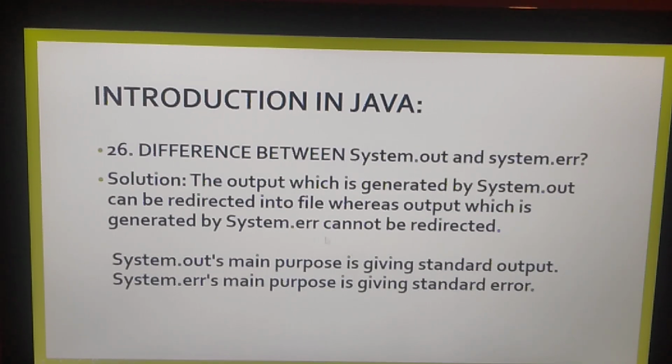Question 26: difference between System.out and System.err. Solution: the output which is generated by System.out can be redirected into a file, whereas the output which is generated by System.err cannot be redirected. System.out's main purpose is giving standard output. System.err's main purpose is giving standard errors.